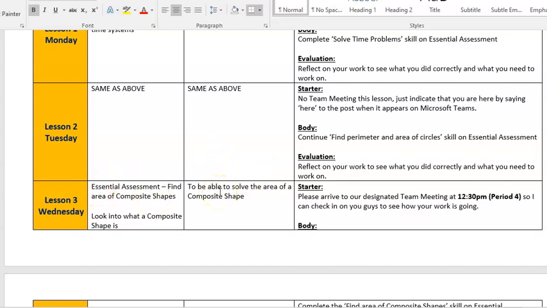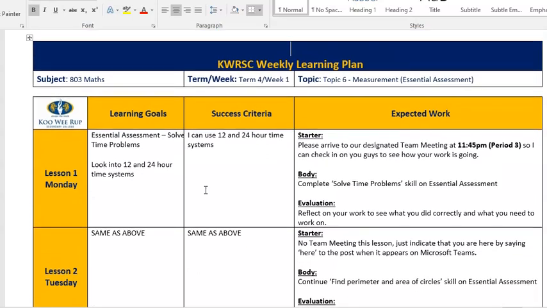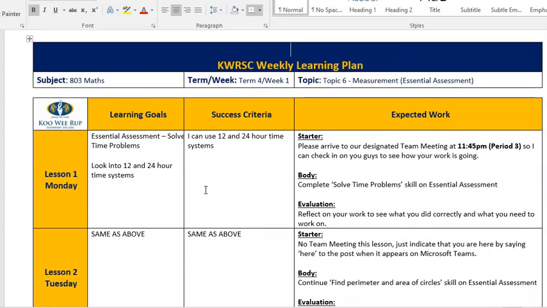The learning goal for this lesson is to look into what a composite shape is, and the success criteria is very simply to be able to solve the area of composite shapes. Before we delve into the different examples that Essential Assessment has given you, I want to show you what an actual composite shape is.